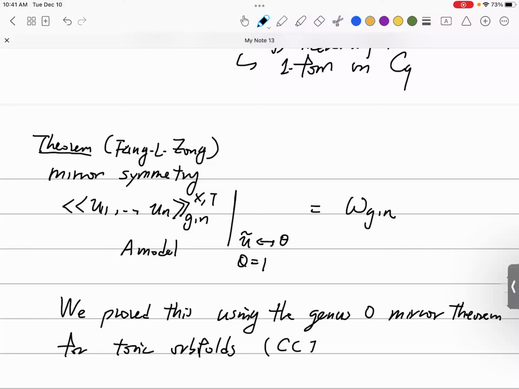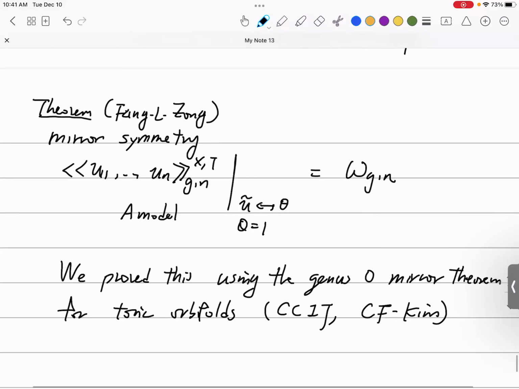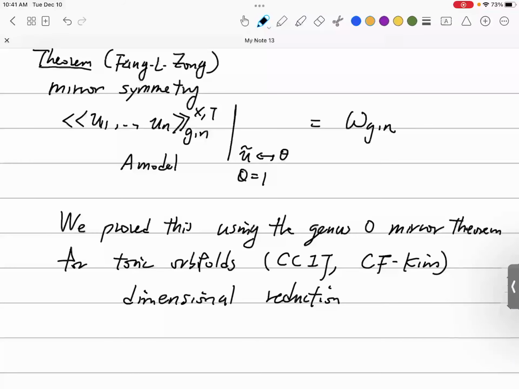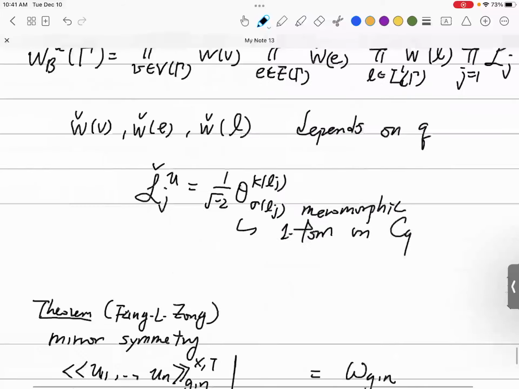So CCIT and also Shen, Kong, Fan, Li and Kim. But we also need to do some work, because in the original genus zero mirror theorem, the B model is the three-dimensional Landau-Ginzburg model. So maybe we need to do some dimensional reduction argument. So that's the first.